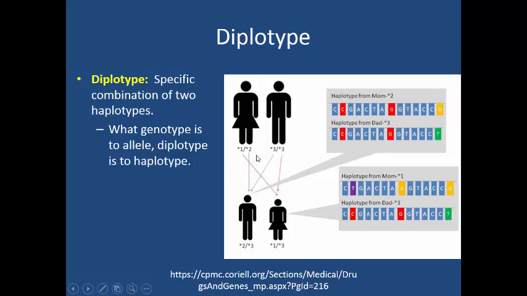And so what do they pass along to their offspring? So let's say their son inherits a star 2 from mom and a star 3 from dad, and their daughter inherits a star 1 from mom and a star 3 from dad. And so again, the diplotype here would be star 2, star 3, or star 1, star 3. So basically, the way I like to think about diplotype is that it's the genotype of the haplotype. I don't know if that's helpful or more confusing, but it's basically just the specific combination of 2 haplotypes that a person has.